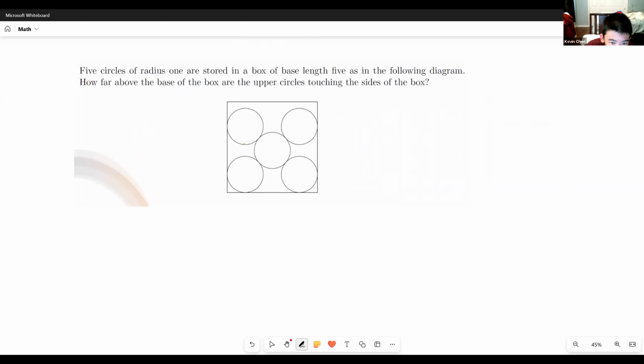So basically what the problem's asking for is the distance. The upper circles are basically these 2 circles right here. So what they want is the distance from this point, which is clearly the closest point to the bottom of the box, to the bottom of the box, the perpendicular distance from here to this line. So in circle problems, we usually want to connect the centers of the circles to find lengths. Since the radius is 1 for all 5 circles, this length is 1 plus 1, which is 2.